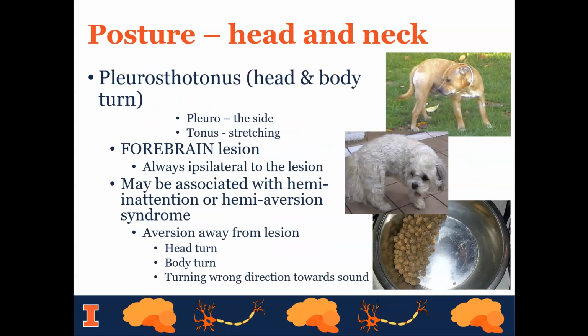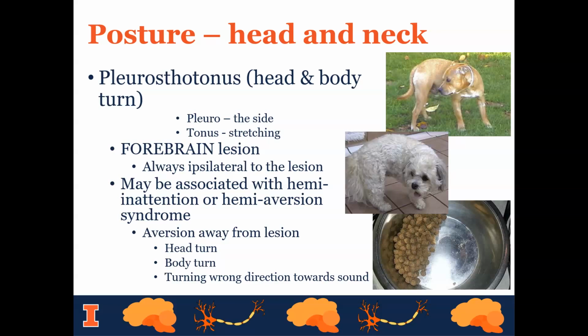And some animals might have more of a head and body turn, so they're curved around almost in a little C shape. We call that pleurothotonus. That's a long, fancy word that we don't expect you to probably use out in practice. You can tell us that there is a head and body turn. I'm just making you aware of the formal terminology for that position. So for forebrain disease, when we do have that head and body turn, that's always to that same side.